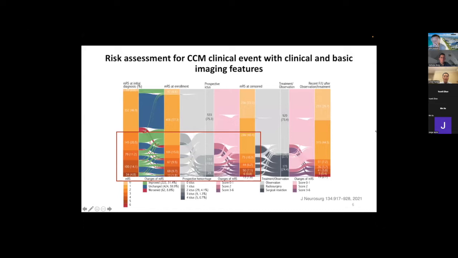This colorful image shows the modified Rankin scale change at different time points. As we can see, most of the patients had a prior hemorrhage history, and half of them had an mRS score of 2 or more. After a follow-up period of 4 to 5 years before any treatment, only 20% of them remained in neurological deficits. These patients are actually the target of our treatments, whether they could be improved if they choose to be treated.